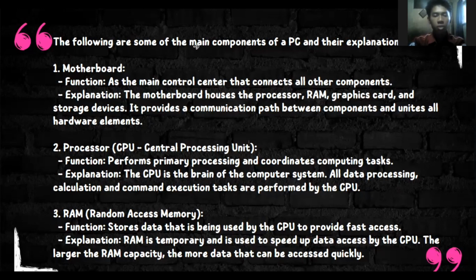Explanation: the CPU is the brain of the computer system. All data processing, calculation, and command execution tasks are performed by the CPU. Three, RAM, random access memory. Function: stores data that is being used by the CPU to provide fast access. Explanation: RAM is temporary and is used to speed up data access by the CPU. The larger the RAM capacity, the more data that can be accessed quickly.